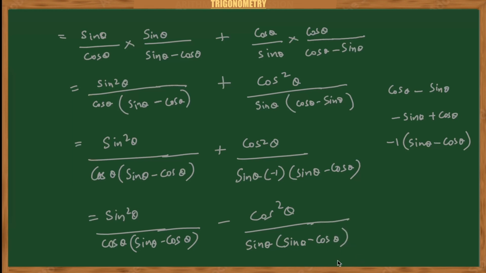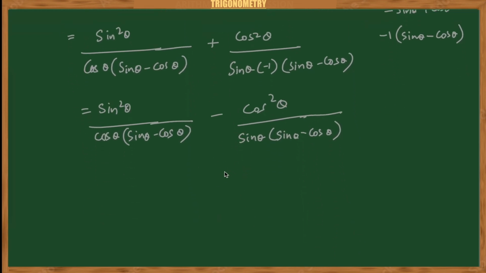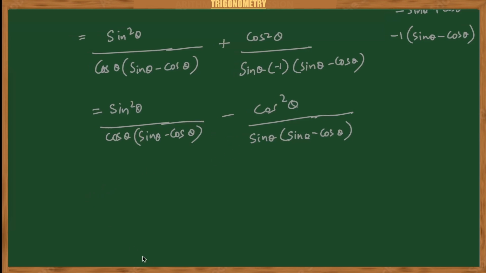I hope this step is clear to you. We have just made the two terms similar. To make it similar, we need to multiply here with minus 1. This minus 1 is there, so we have plus and minus, so it becomes minus. So let's now take the LCM.